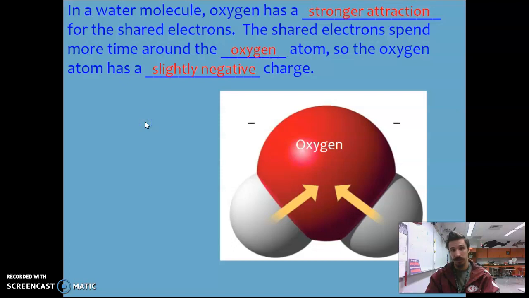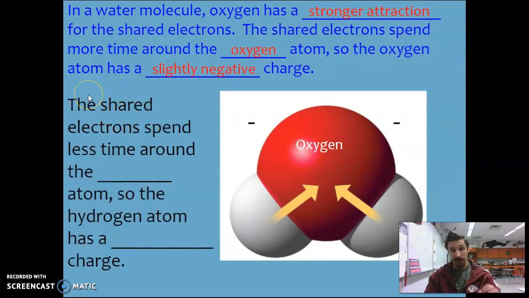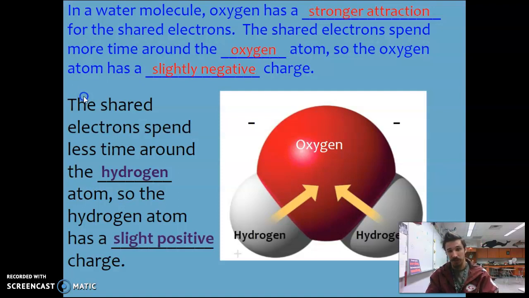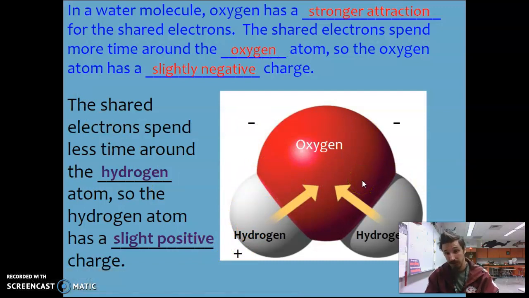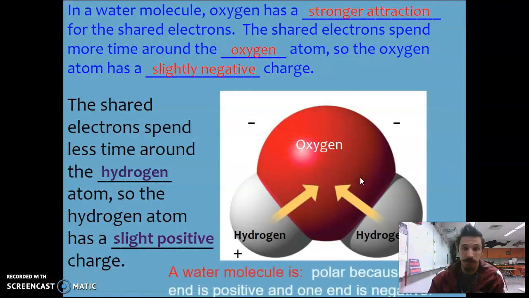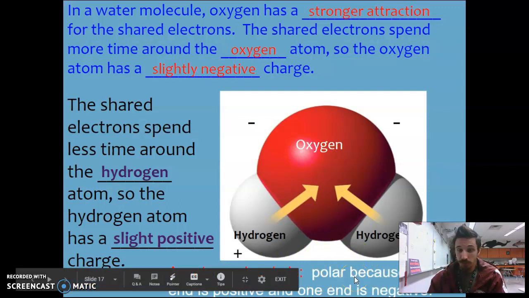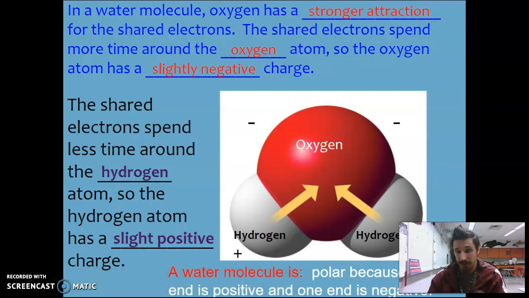So we have our oxygen, has a negative charge. Now the shared electrons spend less of their time around the hydrogen atoms, so the hydrogen atoms are going to have a slightly positive charge. And again, here's hydrogen, and there's its positive charge. One pole, the other pole. This is a polar covalent bond, which is produced by the unequal sharing of electrons. And again, this is just to reiterate that a polar molecule is polar, and water is a polar molecule because it has both a negative and positive charge within the molecule.